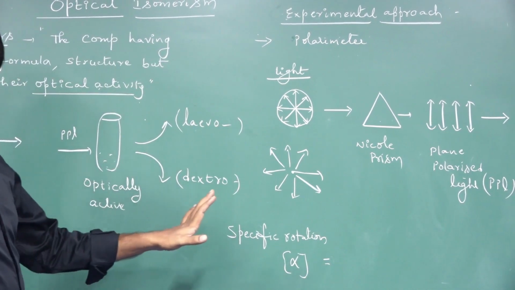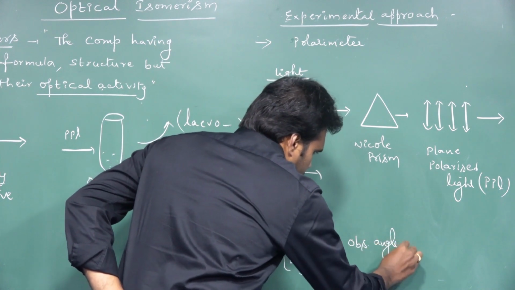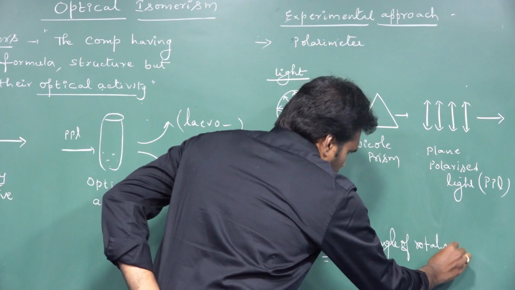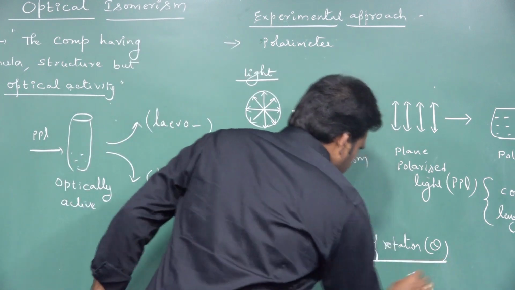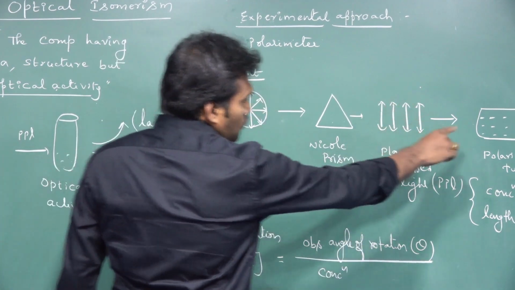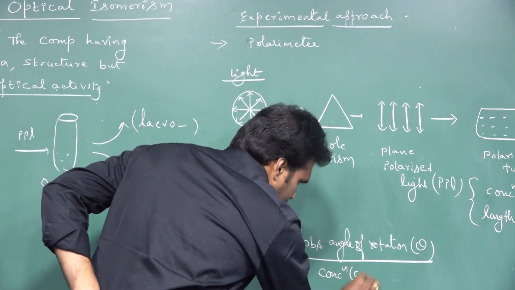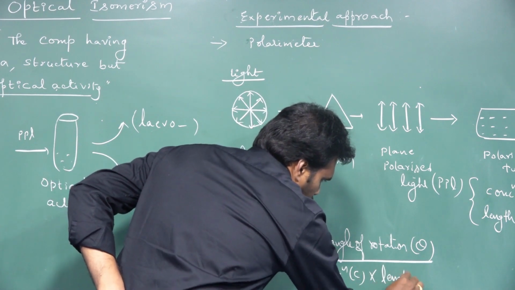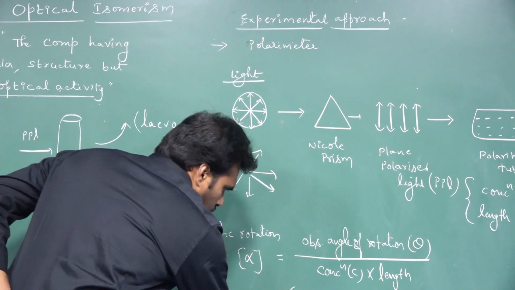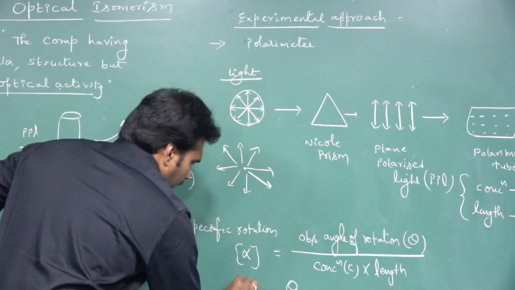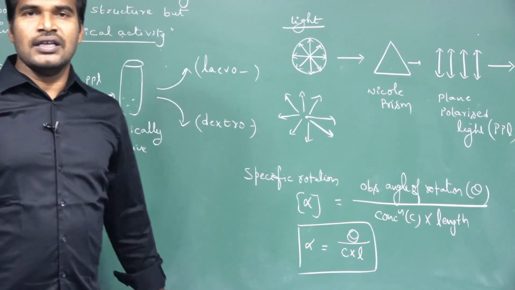Specific rotation alpha is equal to the observed angle of rotation. What we observe, that is what? Theta. Observed angle of rotation divided by the concentration of the solution. Whatever solution we have taken, that concentration. Concentration should be expressed in grams per ml. Concentration C into the length of the polarimetric tube, that is expressed in decimeters. So by using this formula, alpha is equal to theta by C into L, we can calculate what? The specific rotation of the given compound.